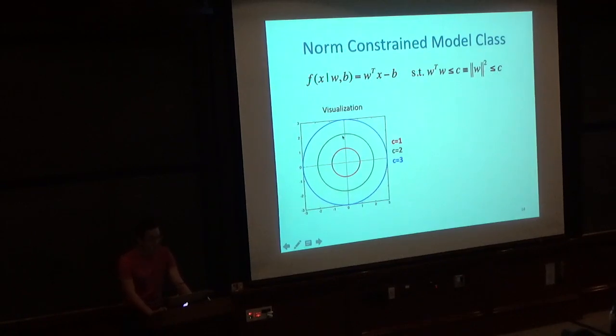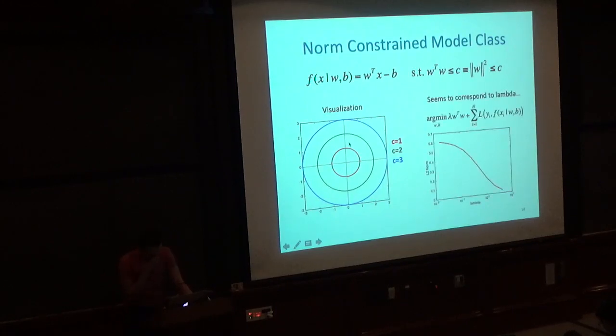So for two-dimensional models, C equals 1 means we only consider W that live inside this red circle. For C equals 2, we only consider W that live inside this green circle. For C equals 3, we only consider W that live inside this blue circle.